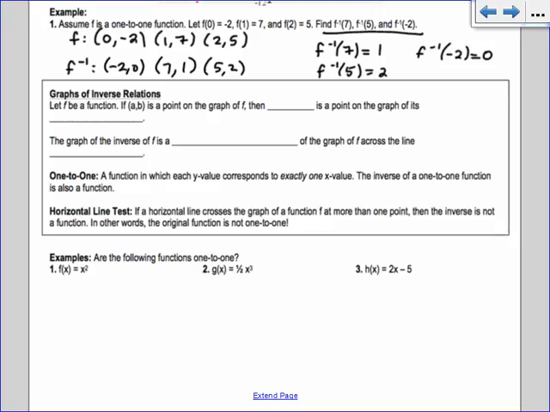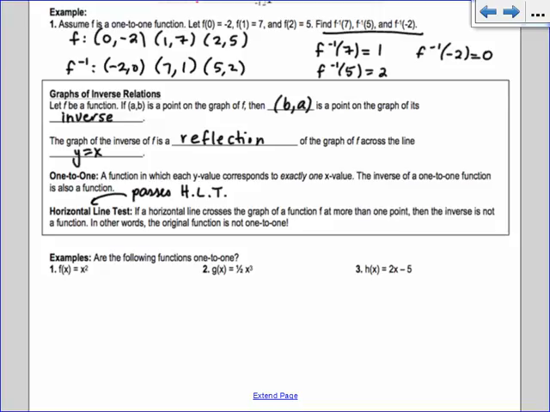So we just said let f be a function. If a, b is a point on the graph of f, then b, a is a point on its inverse. The graph of the inverse of f is a reflection of the graph across the line y equals x. And a one-to-one function is a function in which each y value corresponds to exactly one x value. The inverse of a one-to-one function is also a function. So if something's one-to-one, it's going to pass the horizontal line test, which is here. Nope, horizontal. So it says if a horizontal line crosses the graph of a function f at more than one point, then the inverse is not a function.